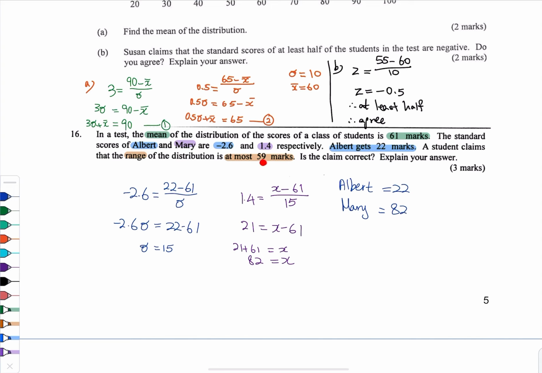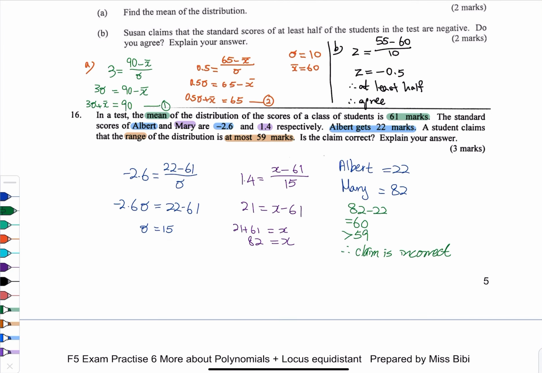Is the range at most 59? Is it or not? We know 2 of the people having these marks. Even if it's just 2 people, what's the range of these 2 people? 82 minus 22, 60. So if this is the least and this is the maximum, the range becomes 60. It's not 59 or less. So, do you agree? So the claim is incorrect. Good. That's very good if you understand it.